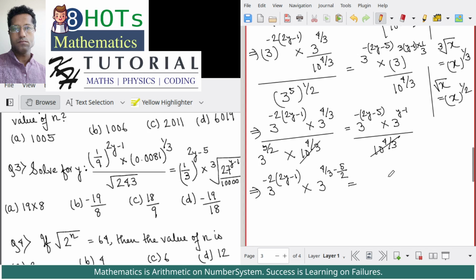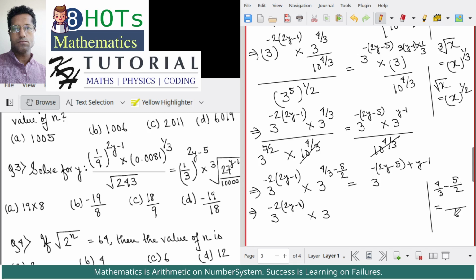So we have this. Now, on the right hand side we have two factors, where each factor is in exponential form as a power of 3. So we will add up the powers. So this is 3 to the power of minus 2y minus 5 plus y minus 1. So this implies this is 3 to the power minus 2 into 2y minus 1, multiplied by 3 to the power 4 by 3. How much is 4 by 3 minus 5 by 2?